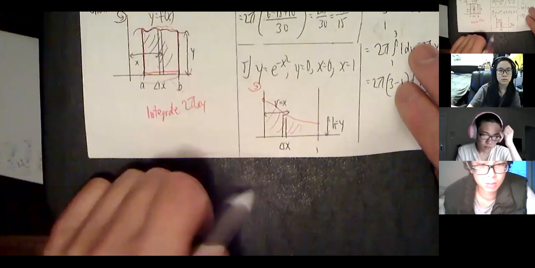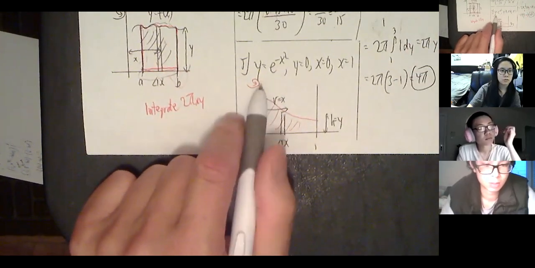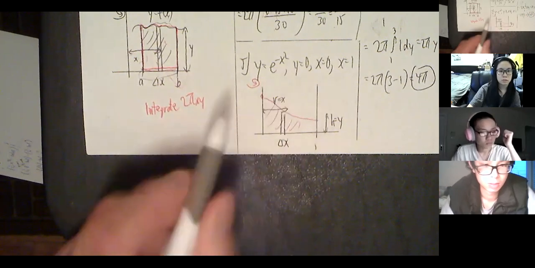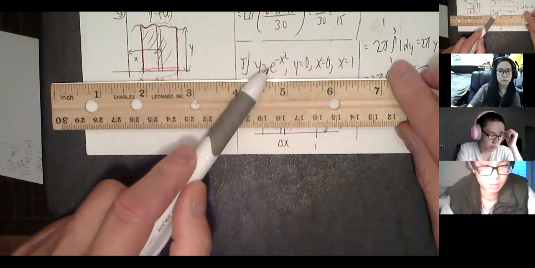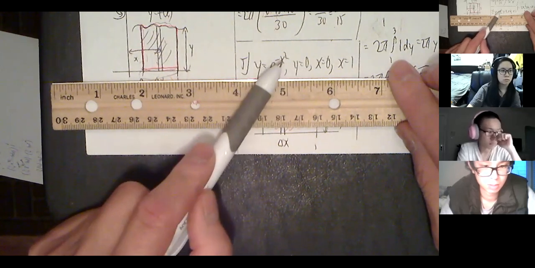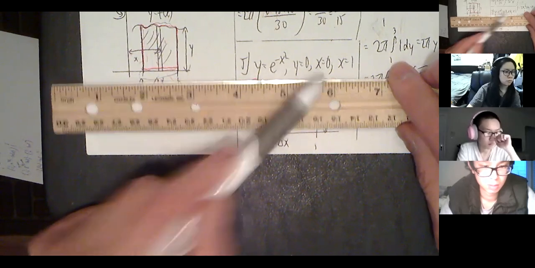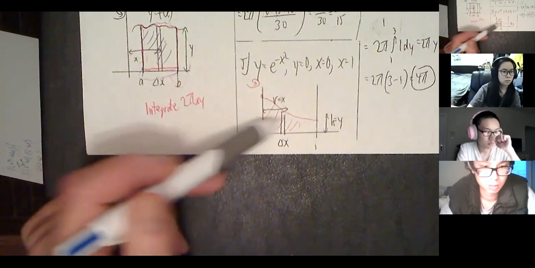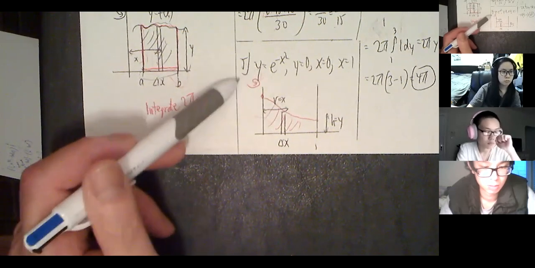Okay, question 5. I won't bother to show you the book. I don't want to keep bringing it back and forth, besides the book is heavy, so I don't want to do it all the time. I'll just show you what it is. Okay, so you have y equals e to the negative x squared, y equals 0, x equals 0. Those are the x and y axes, and x equals 1. Okay, so very rough sketch. And we're spinning it about the y-axis.